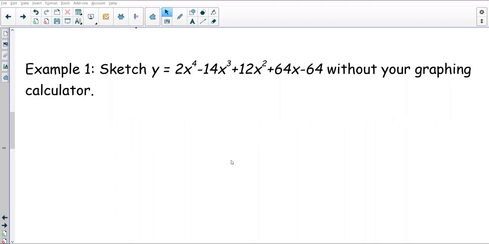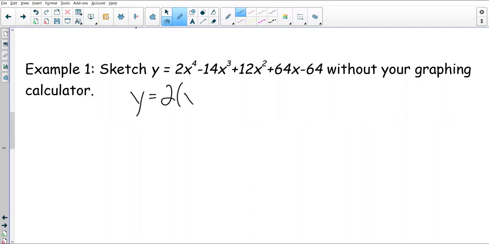The first thing that I'm going to notice is that there's a common factor there. And so to make my life a little bit easier, I can actually pull a factor of 2 out of all of the terms. So that's going to leave me with 4x to the 4th minus 7x cubed plus 6x squared plus 32x minus 32.